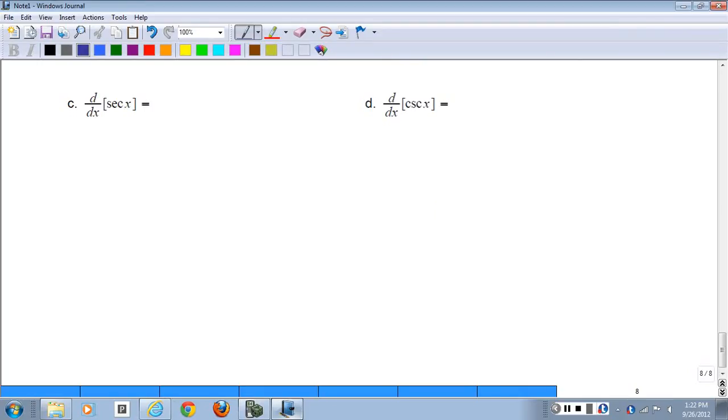We want to write it in terms of what we know. Maybe it's tangent, or maybe it has something to do with tangent. Seems like it does have something to do with tangent. Let's write secant x in terms of a function whose derivative we already know.